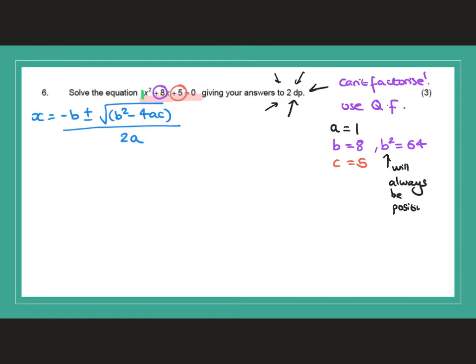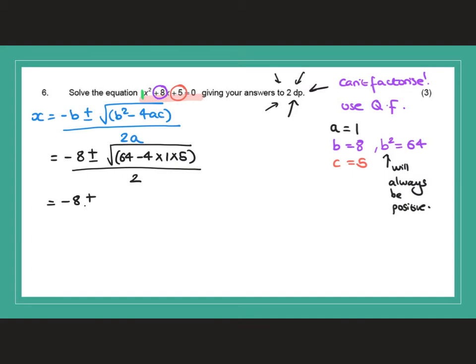Now we have these values, we're going to substitute them into the formula really carefully. Negative 8 plus or minus the square root of 64 minus 4 times 1 multiplied by 5, all divided by 2a, which is just 2. Now, I like to simplify the part underneath the square root sign before we continue. So that's 64 minus 20, which you can do in your calculator, and it's just the square root of 44. And all of this is then over 2.